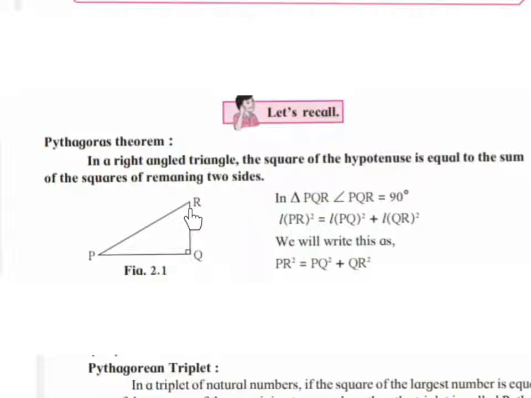side PR is hypotenuse. So by using this statement it is PR square, where PR is hypotenuse, hypotenuse square is equal to PQ square plus QR square. PQ square means one side of this right angle triangle PQR, and QR square is the other side. So by using Pythagoras theorem on this triangle we get here PR square is equal to PQ square plus QR square.